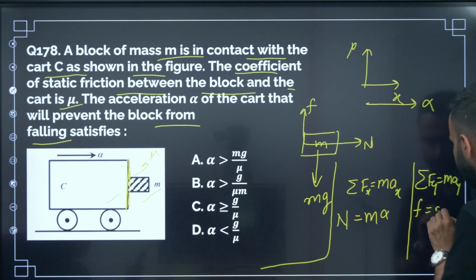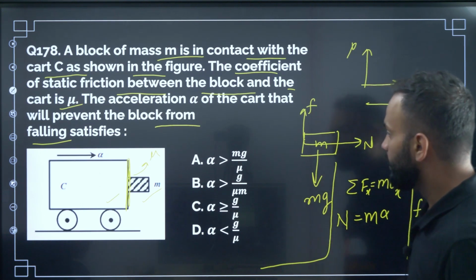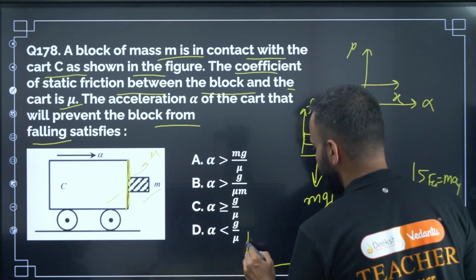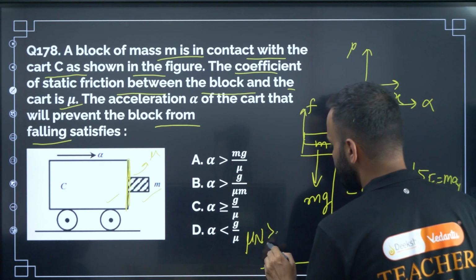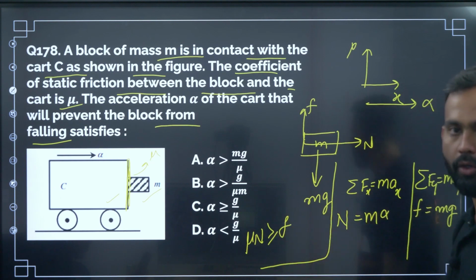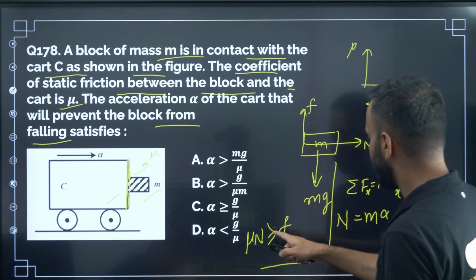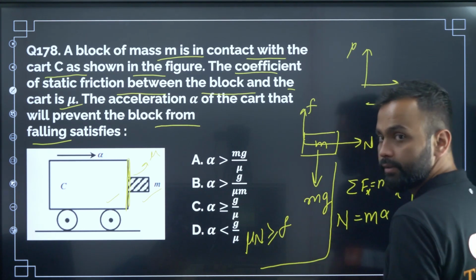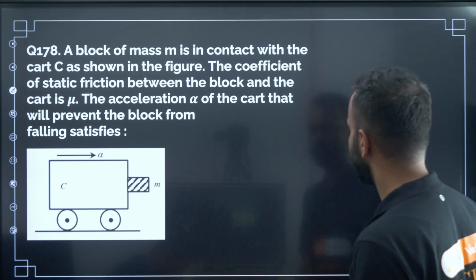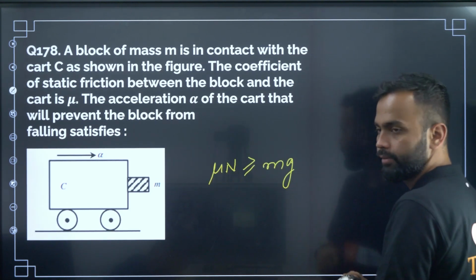So F equals m into g. Here the block does not fall, so the condition would be mu into n must be greater than or equal to F. F is mg. So now I can write this equation as mu into n greater than or equal to mg.